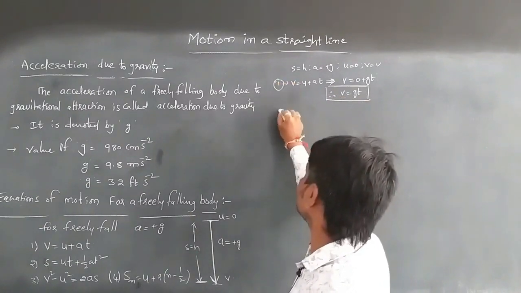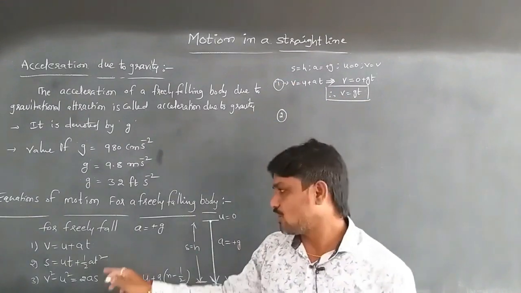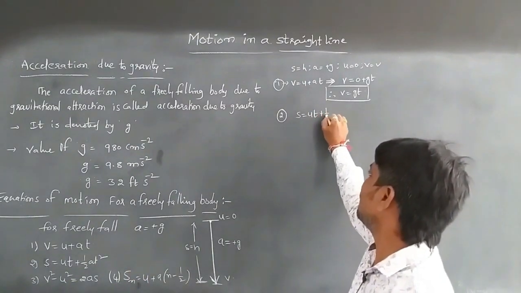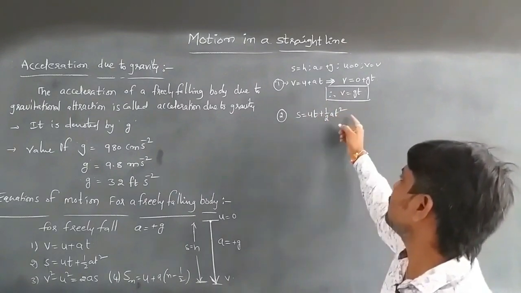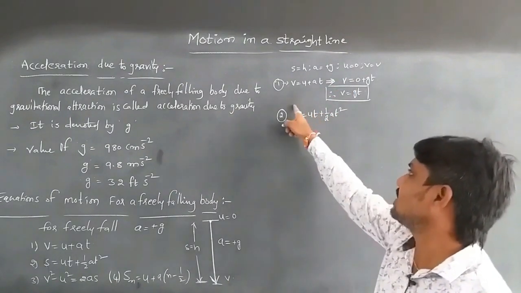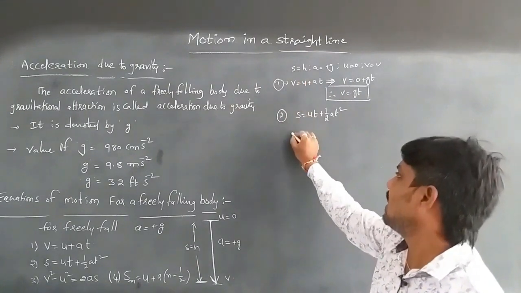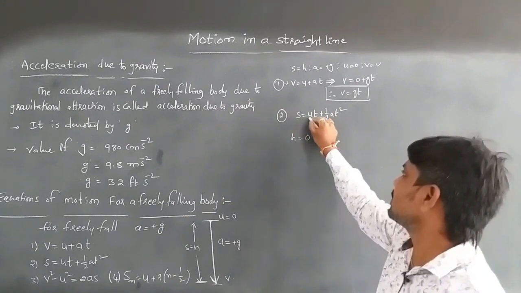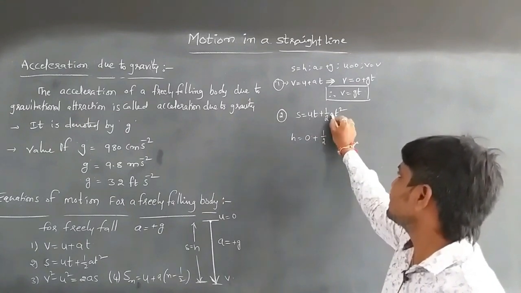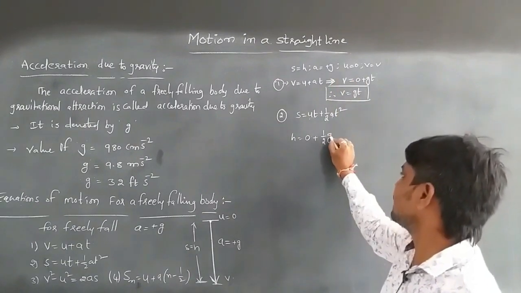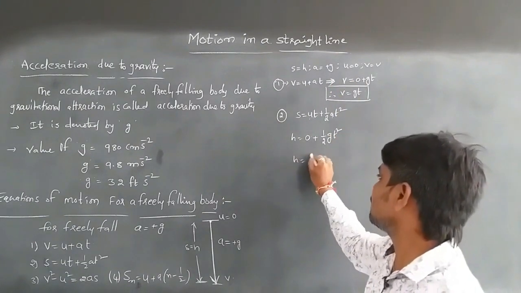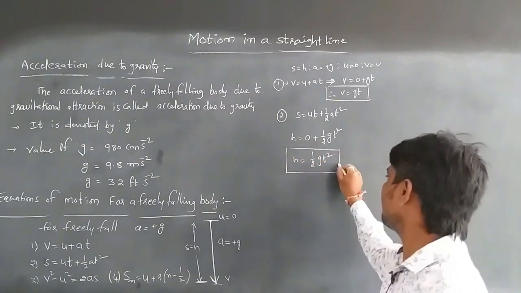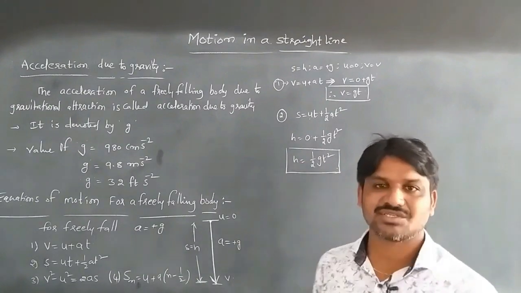The second equation of motion is s is equal to ut plus half at square. If we substitute the values, instead of s we write h, and u is equal to 0, so the term ut becomes 0. Then half, instead of a we have plus g, so h is equal to half g t square. So this is the second equation of motion.